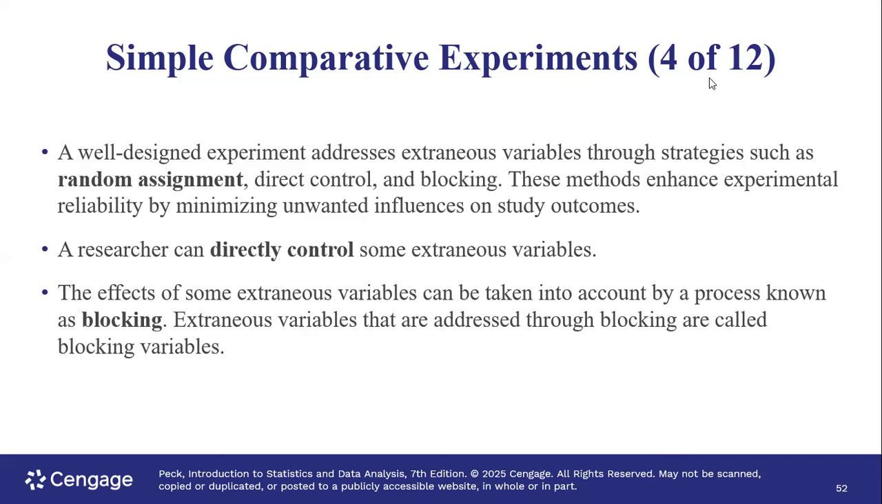Researchers can directly control some extraneous variables. The effect of some extraneous variables can be taken into account by a process known as blocking. Extraneous variables that are addressed through blocking are called blocking variables. Remember, in the two rooms at two different temperatures, the same test was conducted, one in the afternoon, one in the morning. Here, time of the day is an extraneous variable.